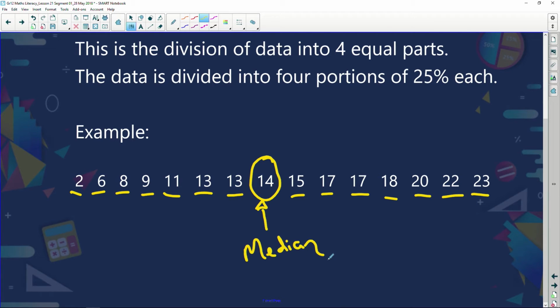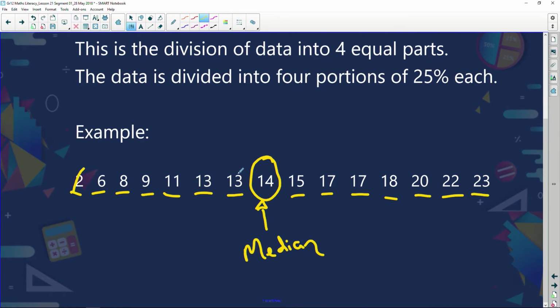Right. Now, let's find the middle of the beginning and the middle. Do you know what I mean? So I've got this data, this, that. Aha. There is the middle of the beginning and the middle. So this number, I'm going to call quartile 1, also known as Q1.